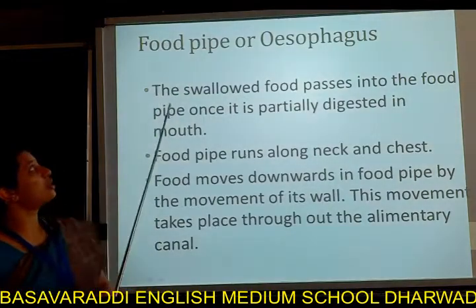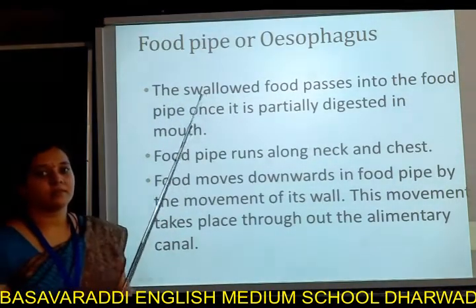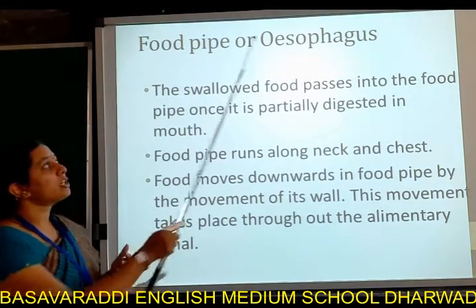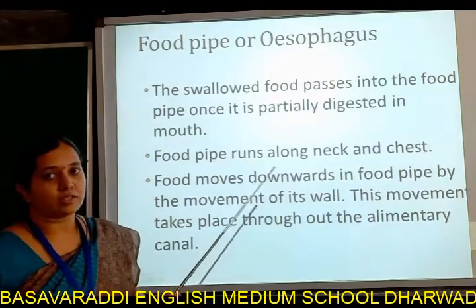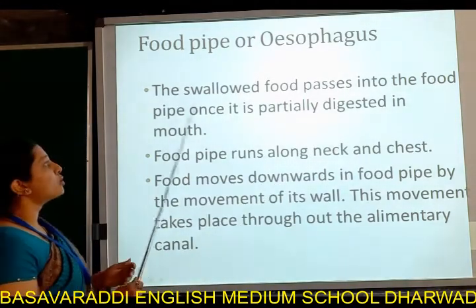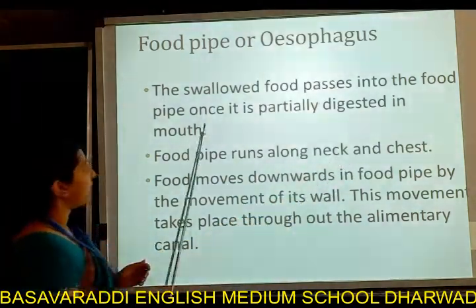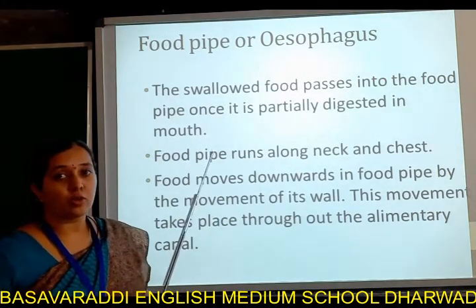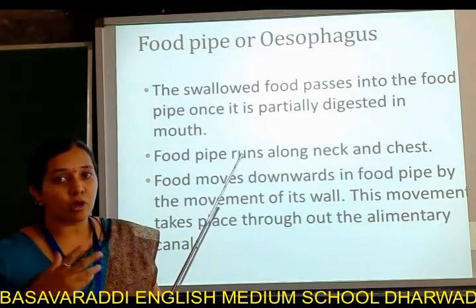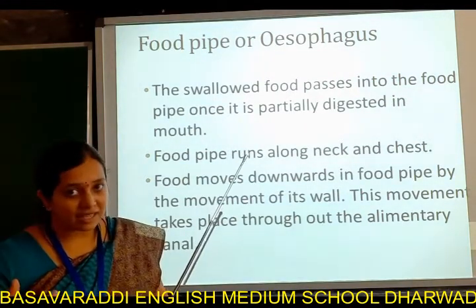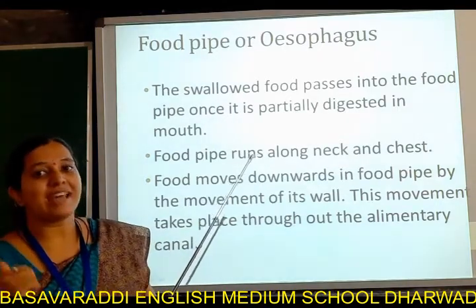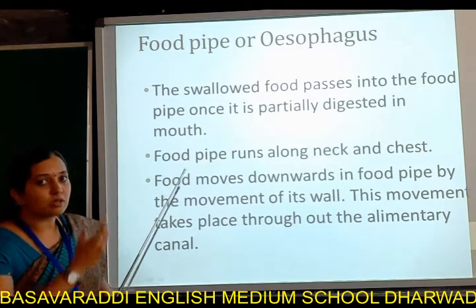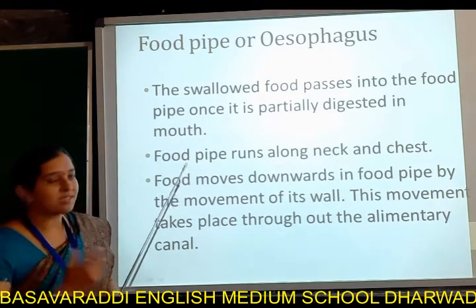So next we are going to deal with the food pipe, also called the esophagus. The swallowed food passes into the food pipe once it is partially digested in the mouth. We already know that food gets partially digested in the mouth with the help of your saliva. So once it is partially digested, it enters into the food pipe or esophagus.